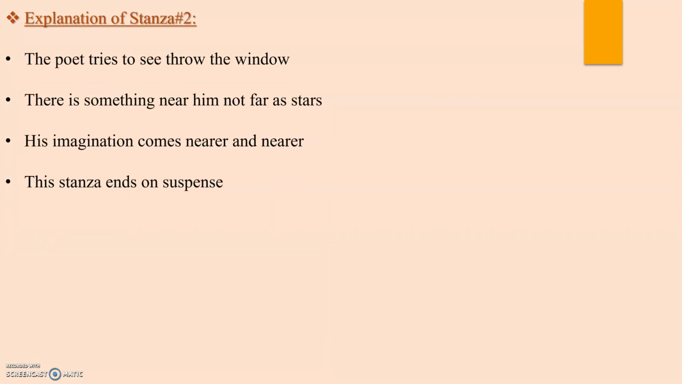Let's move towards the stanza number 2 explanation. So now, there is something the poet tries to see through the window, which perhaps refers to going into his mind. There is something, but not as far as a star, but very near, and hence it cannot be a star, which is deeper within darkness, and is entering the loneliness. The poet's imagination comes nearer and nearer, going deeper and deeper, and enters into his imagination.